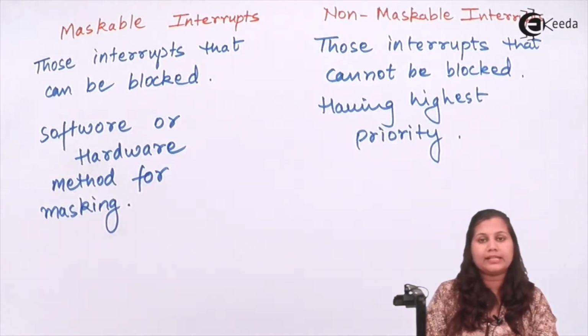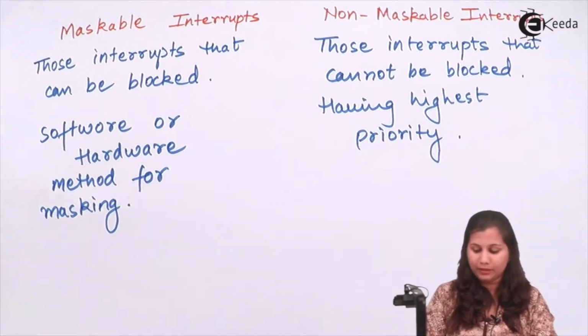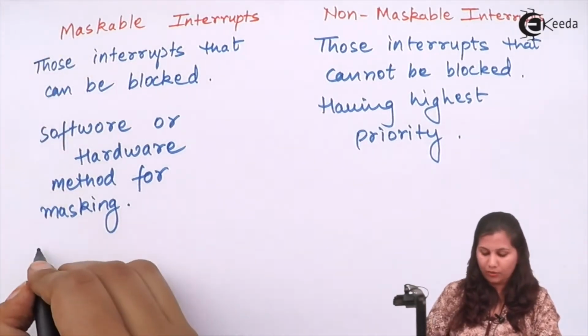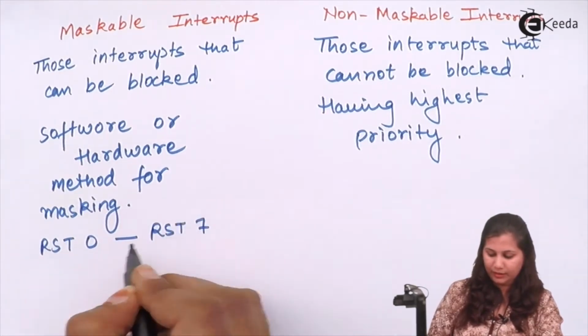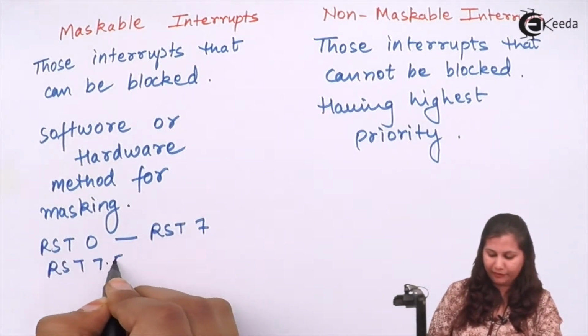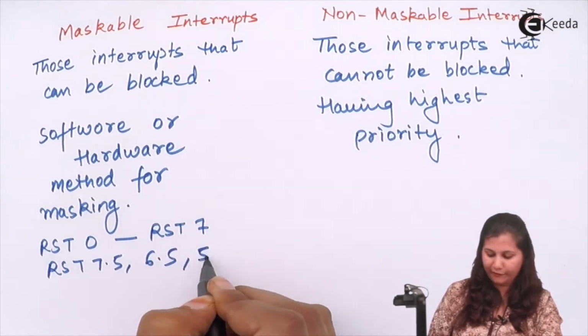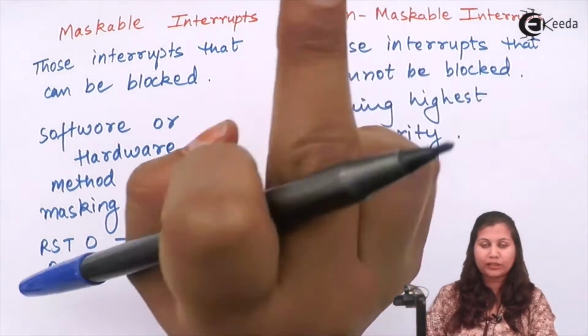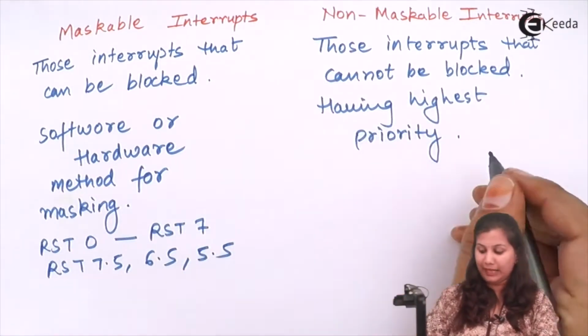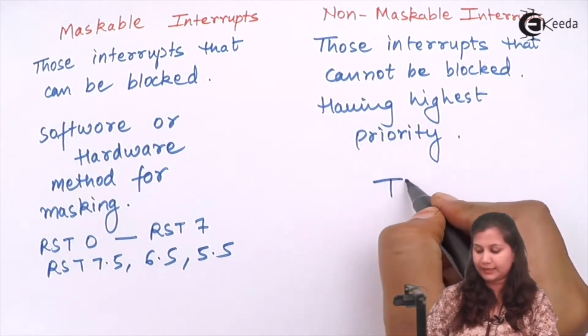Now, among the 8085 interrupts which are available, the maskable interrupts are RST 0 to RST 7 and RST 7.5, 6.5, 5.5. These all are maskable interrupts. There is only one interrupt which is non-maskable and which has the highest priority. It is TRAP. So the next classification of interrupts is vectored and non-vectored interrupts.